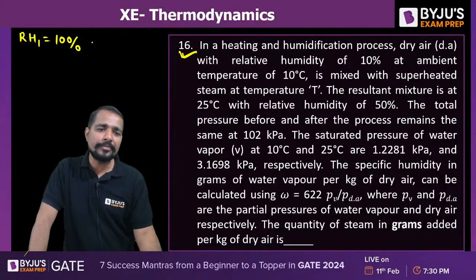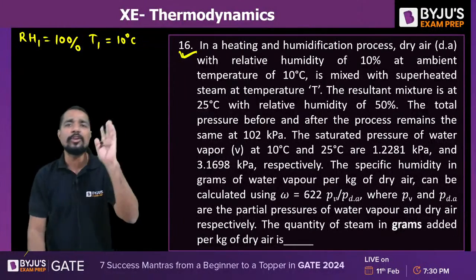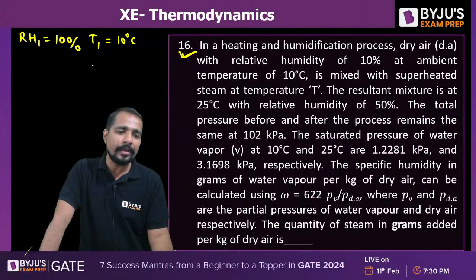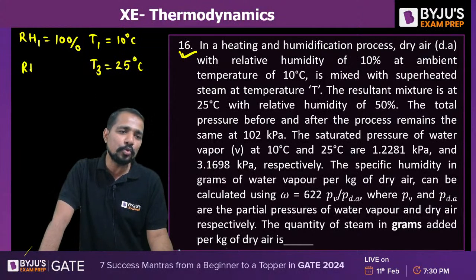At a temperature of T1, which means dry bulb temperature, is also given to us, that is 10 degrees centigrade. It's mixed with superheated steam at a temperature of this one. The resultant mixture is at 25 degrees centigrade, so T3 becomes 25 degrees centigrade, and RH2 is 50%.